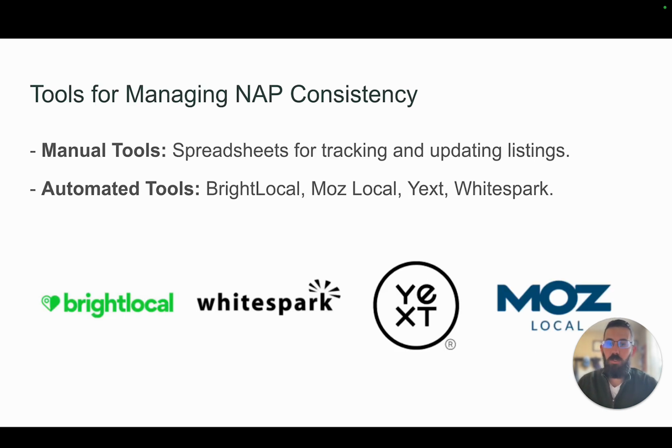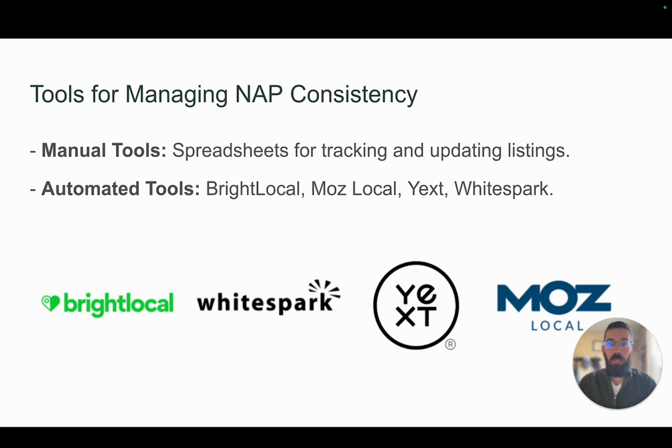On that note, some tools for managing NAP consistency. There's a lot of them out there. Some of the bigger ones: BrightLocal, WhiteSpark, Yext, MozLocal. SEMrush has a listings management tool. So those are all helpful because you can basically give it your information one time, and it'll go through and look for all the different places where your business is found, and then it will highlight inconsistencies, and then you can have it update it. And so that's a really easy way to do it. You do pay for that, but it's probably worthwhile compared to manually going through and tracking and updating everything.